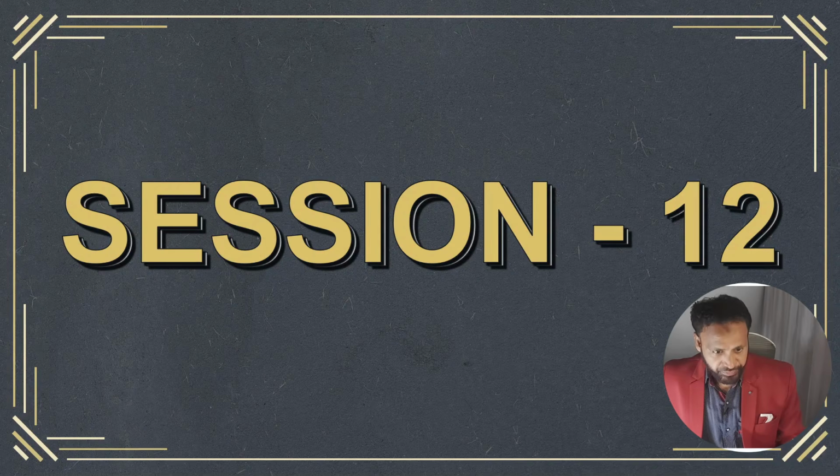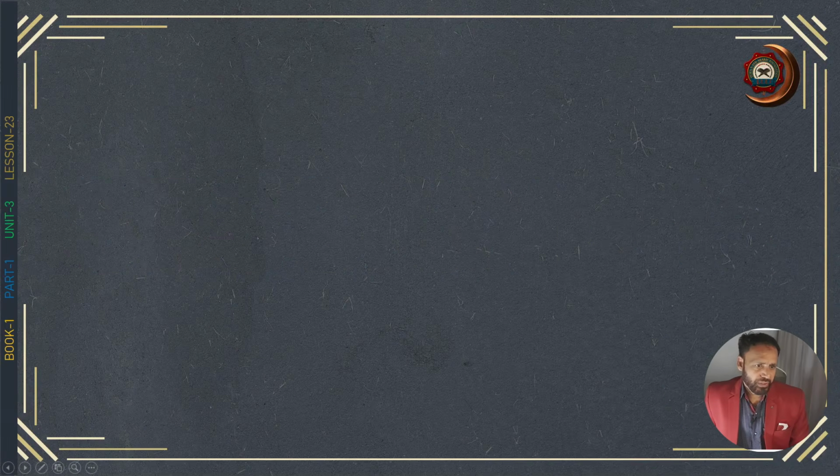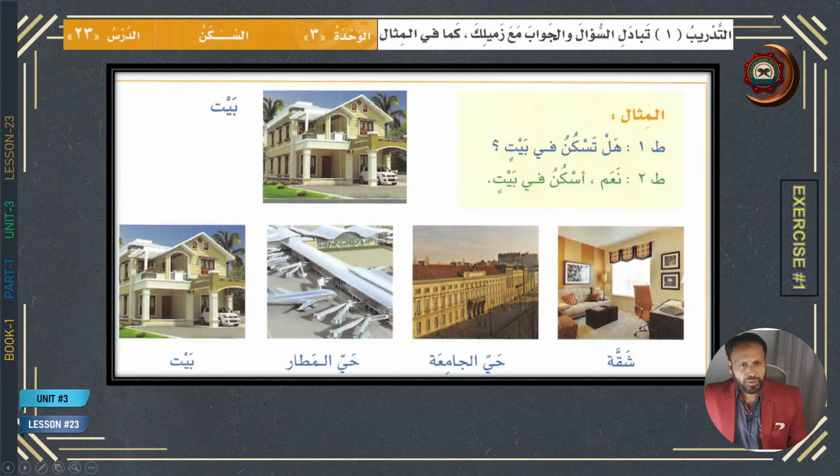Session number 12, unit number 3, lesson number 13, exercise number 1. This one continues and builds upon the previous lesson. Tadrib number 1: exchange the questions and answers with your classmate as shown in the example. They have shown a photo and named it. What is it called in Arabic? It is called bayt.